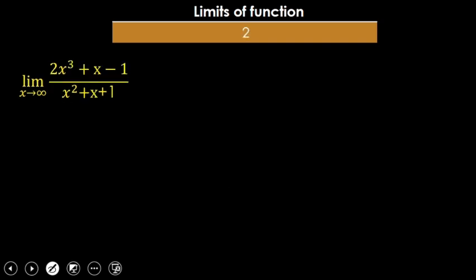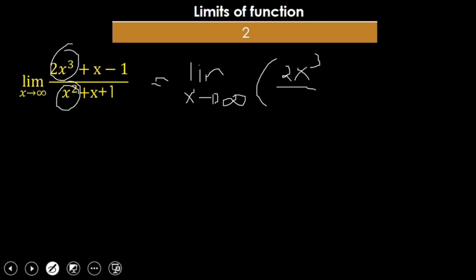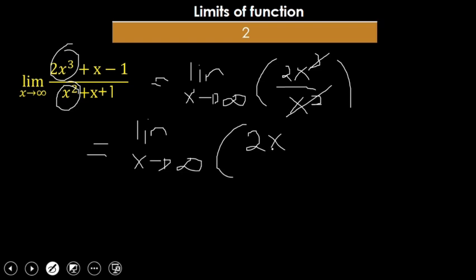Moving to the second question, you have the limit as x tends to infinity of 2x cube plus x minus 1 all over x square plus x plus 1. We're just going to apply the same strategy. That is equal to the limit as x tends to infinity of what? You just take the terms with the highest degree, that is this one and this one. In the previous video, we called that the preponderant term, that is 2x cube all over x square. Dividing, this and this will cancel out, that is equal to the limit as x tends to infinity of 2x, and this returns infinity also.